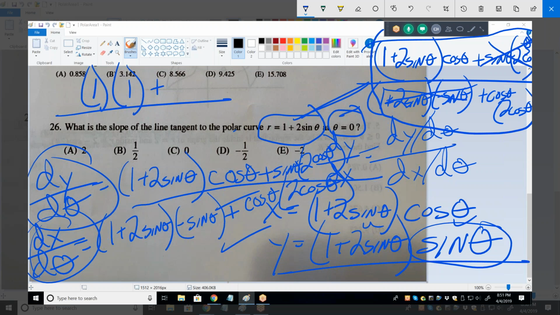Wait, sine of 0? Oh, yeah. Cosine of 0 is 1. Sine of 0 is 0. Okay, I still have a denominator. Cosine of theta is 1, but it's multiplied by 2 cosine of 0, which is 2. So I got a denominator of 2. And then we get 1/2. There you go.